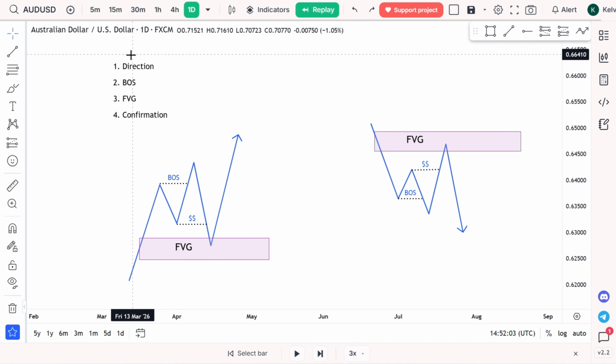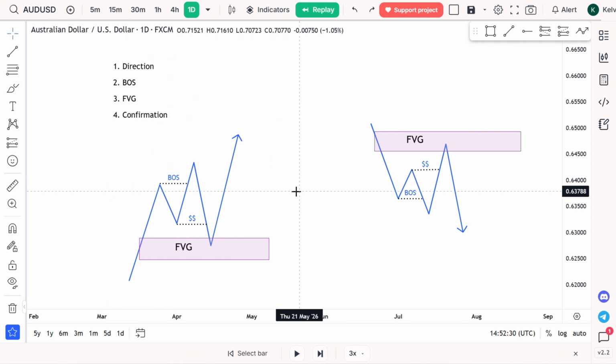Number one is to find the direction of the market. Then number two, what you need to do is to find a break of structure. Then you find a fair value gap, which we will be using as our point of interest. And then number four, you have to look for your confirmation before you take any trade entry. So the strategy is built around these four concepts.